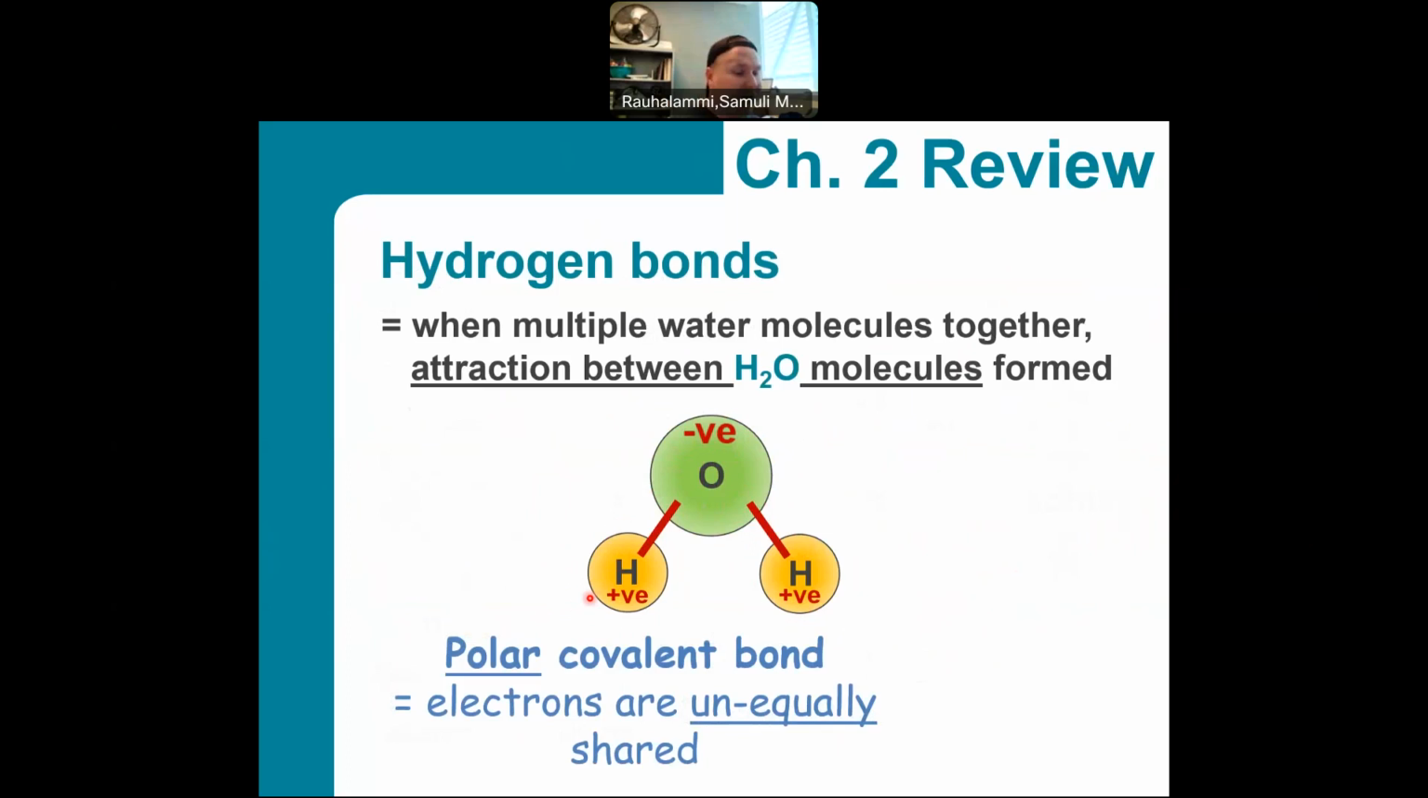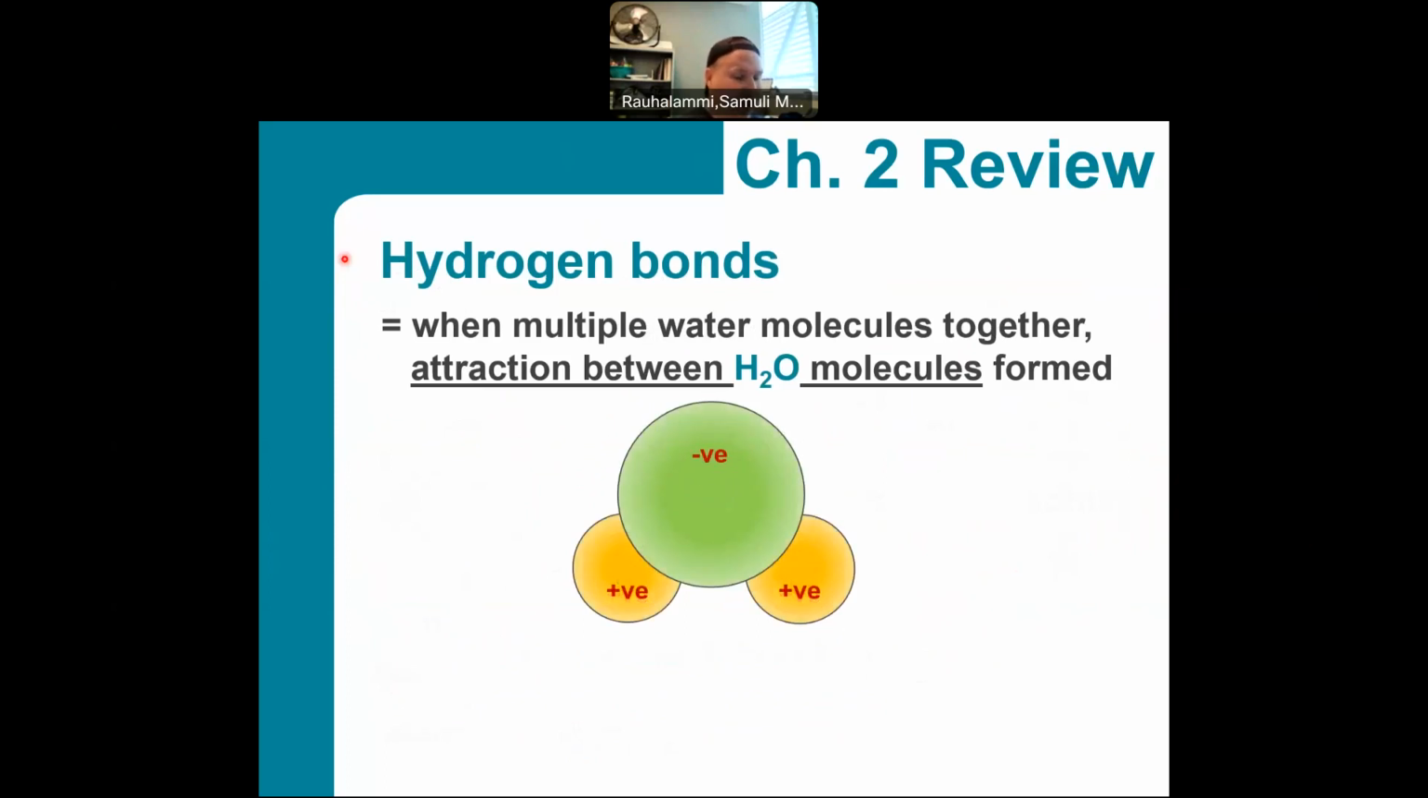So the electrons are shared unequally with the different components of this water molecule. Now, because we have this unequal sharing of the electrons and because we have this polarity within the water molecule, this is the reason why we're able to establish an attraction between the different water molecules in relation to other water molecules. So remember in life that negatives and positives attract each other.